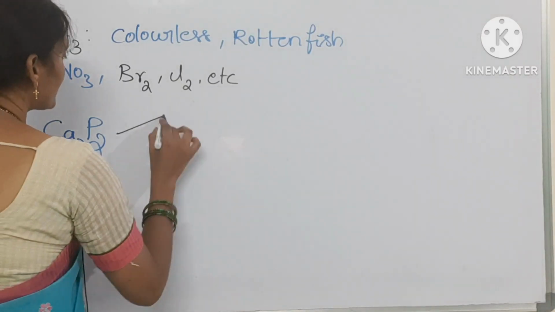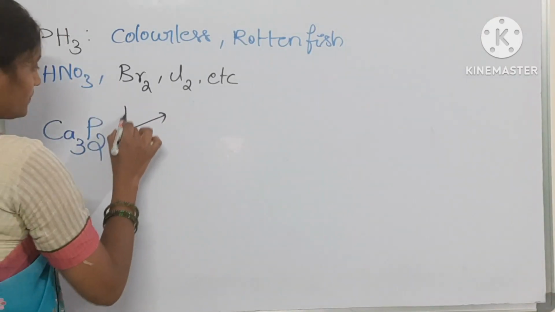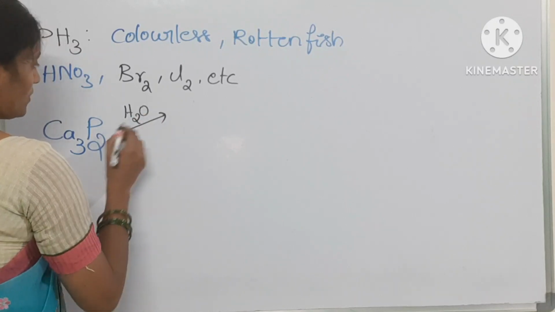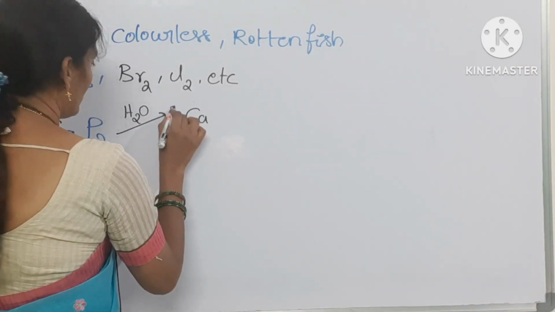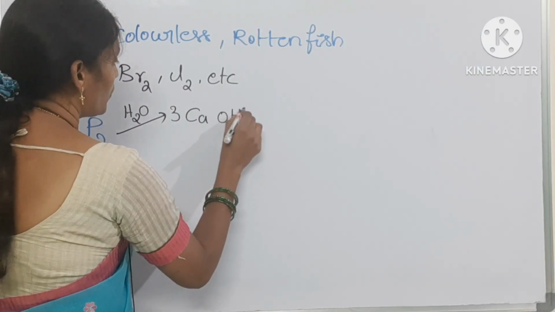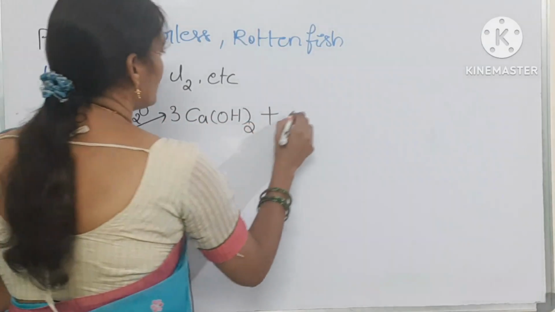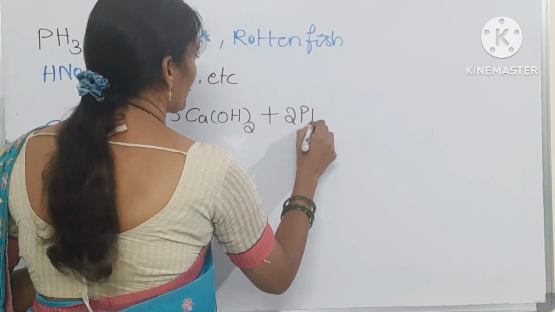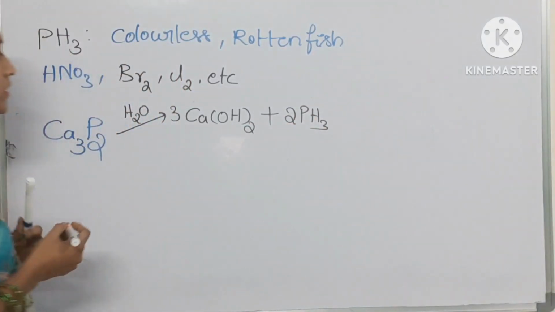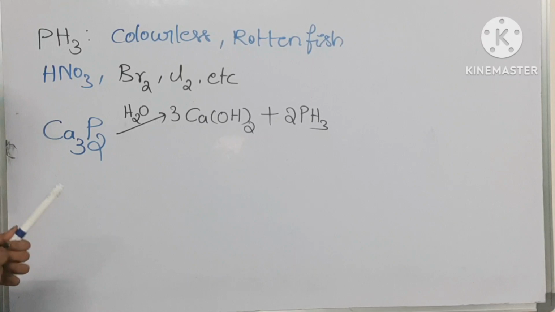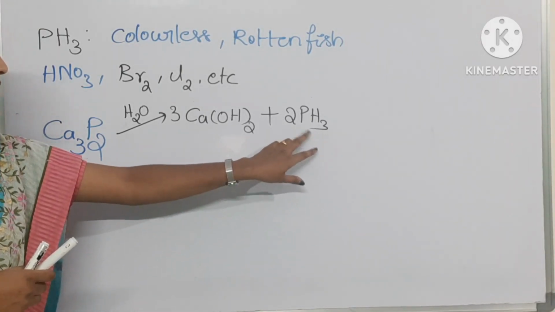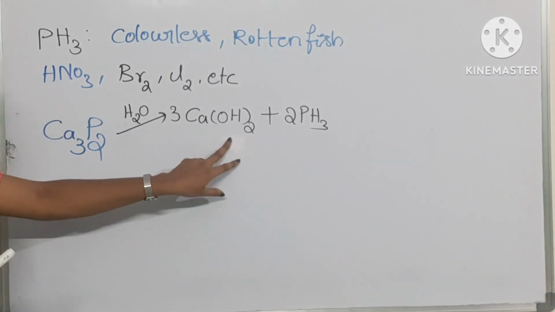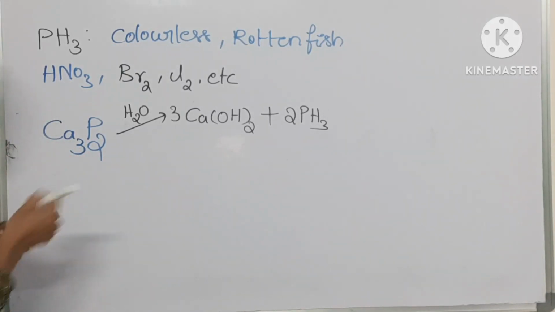If it reacts with water, then you will get 3 moles of Ca(OH)2 and 2 moles of PH3, phosphine. So the phosphorus number is balanced. Then you can check the number of hydrogens. Here 6 hydrogens, here also 6 hydrogens. So you need to take 6 water molecules.